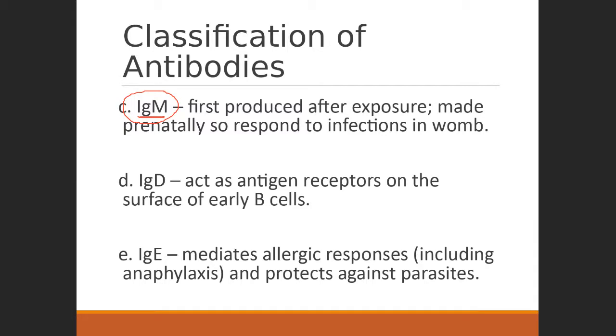We see IgD antibodies. They're going to act as receptors. They're going to be found on B cells that can bind to an antigen, and then subsequently the B cells can produce even more antibodies to respond to that particular antigen. And then lastly, we have our IgEs. Going to be involved more so with the eosinophils, allergic responses, and particularly against parasites.